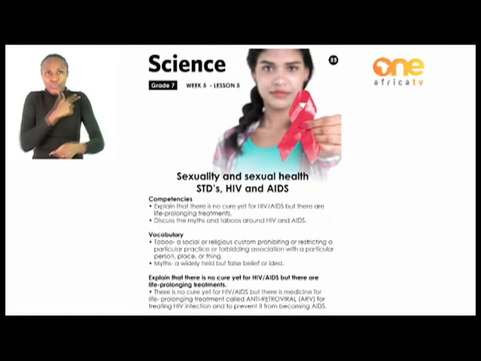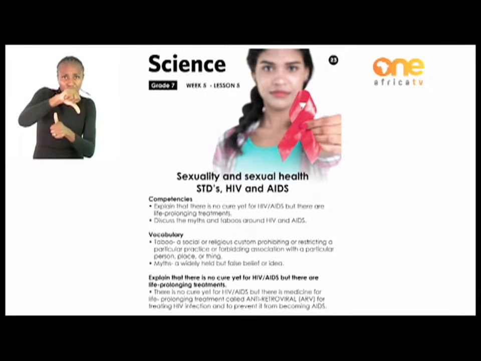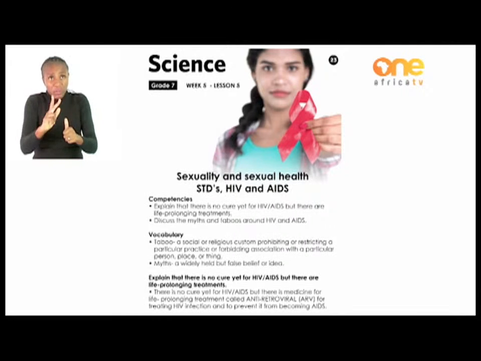Discuss the myths and the taboos around HIV and AIDS. Some of the words that we are going to encounter today are taboo, which simply means a social or religious custom prohibiting or restricting a particular practice or forbidding association with a particular person, place, or thing. And myth, a widely held but false belief or idea.